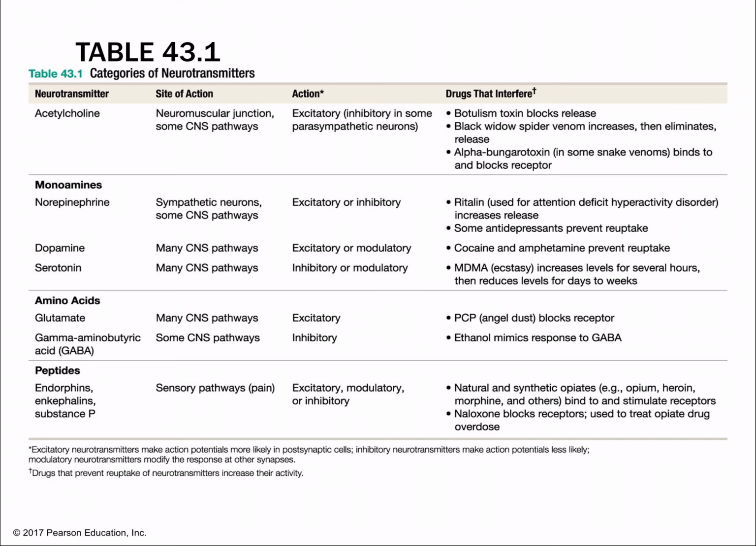Glutamate is an amino acid neurotransmitter. GABA, gamma-aminobutyric acid, and glutamate as well are involved in excitatory and inhibitory responses. Endorphins as well are involved in pain management. Okay, so know where to find this information.